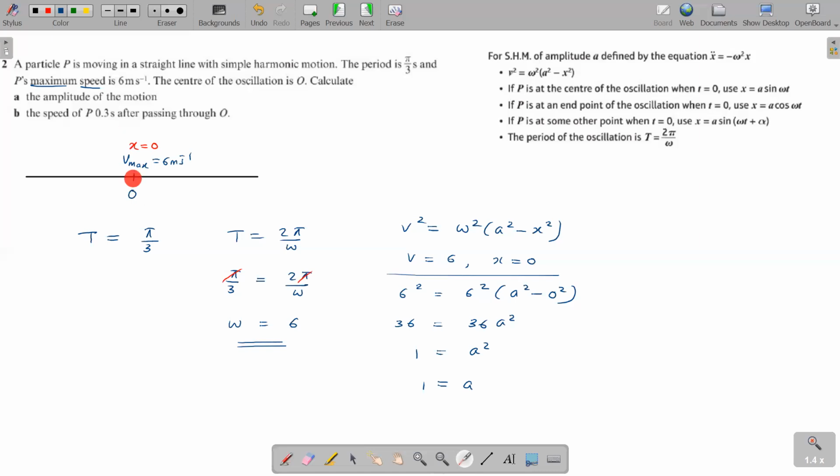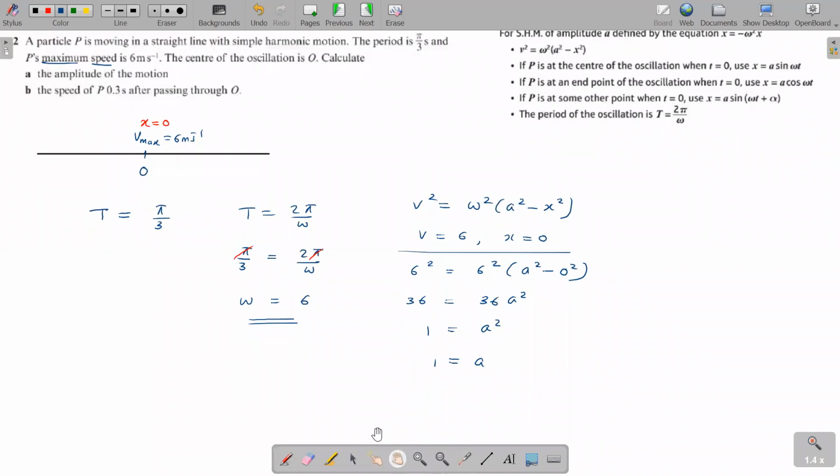So which means you are starting your motion at the center. Do you agree that when they say the speed of the particle 0.3 seconds after passing through O, it means your particle at time 0 was at O, and then I want the speed 0.3 seconds later? So how do I get the speed 0.3 seconds later? Okay, so to do this, there are two ways. I'll be showing you two ways to do this question. The first way is the slightly longer method, but you'll be able to understand that really well.